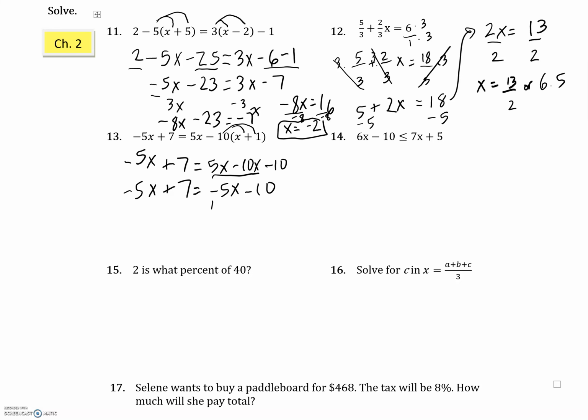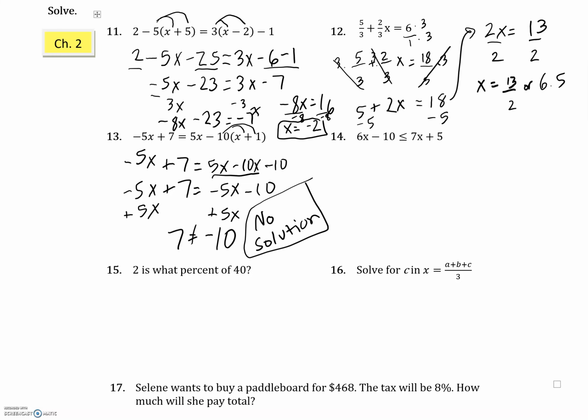Now if I start getting my x's on one side, something interesting will happen. I'll get 7 equals negative 10, which definitely is not true. So because I came up with something that is never true, this is an example of no solution. There's no solution to that equation.